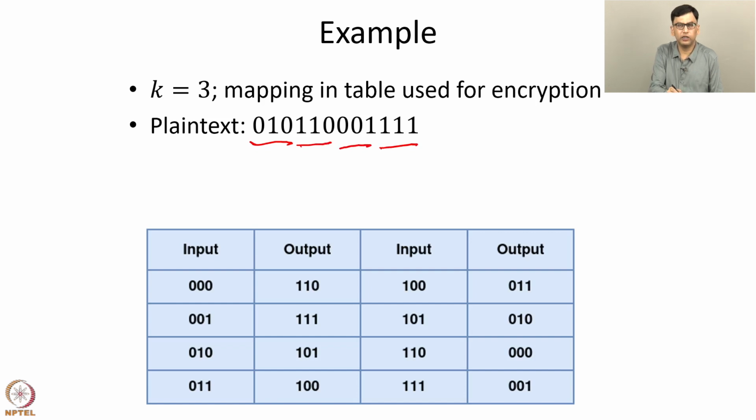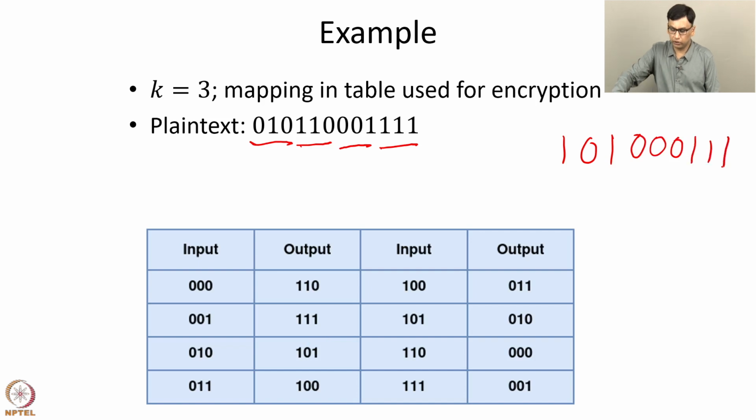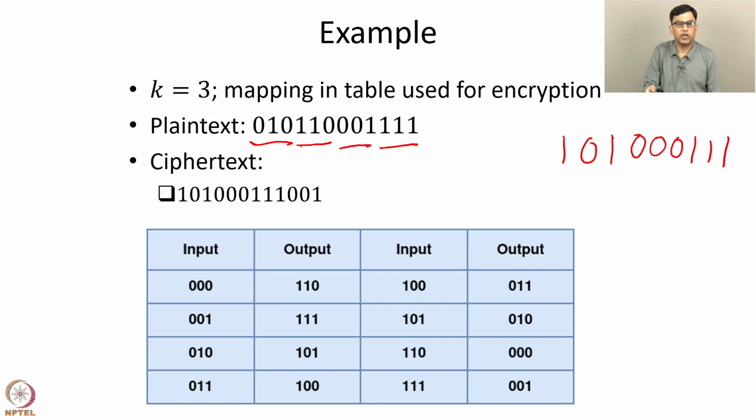Now we transform each block independently using this block cipher. The first block is 010. It is to be transformed to 101. So the first block of the ciphertext is 101. The next block of the plaintext is 110. It is to be transformed to 000. The next block of the plaintext is 001. The corresponding ciphertext block from this table is 111, and so on and so forth. So the ciphertext is this. So this is a simple example which shows the operation of a block cipher.